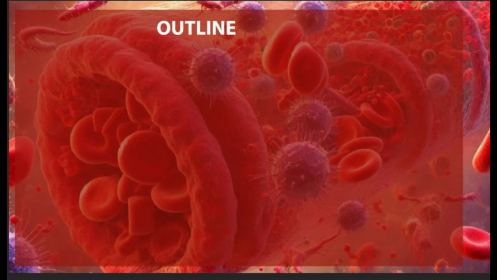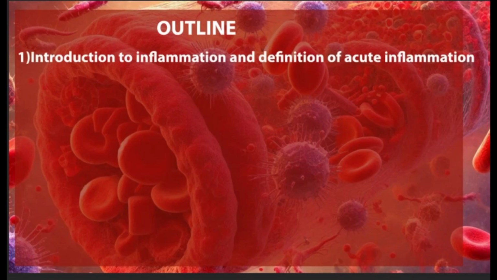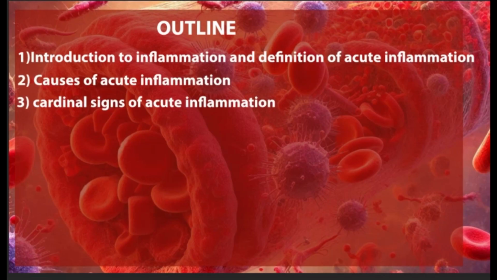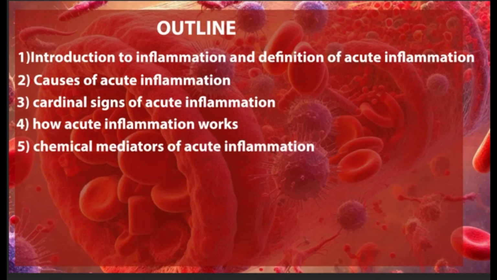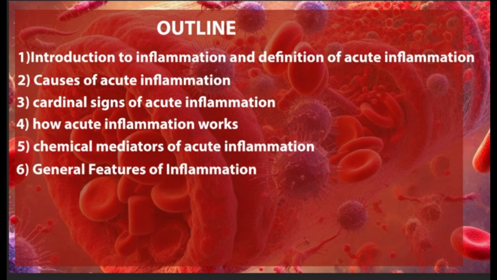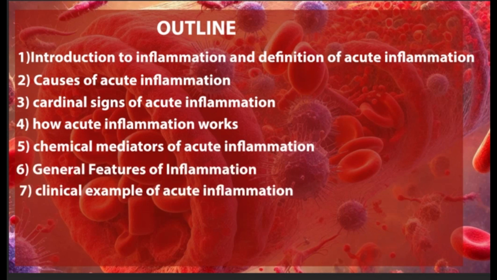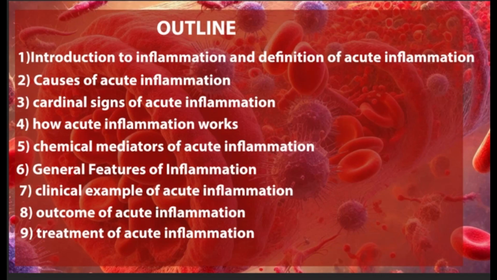Here's our outline. So we'll be looking at the introduction to inflammation and definition of acute inflammation, causes of acute inflammation, cardinal signs of acute inflammation, how acute inflammation works, chemical mediators of acute inflammation, general features of inflammation, clinical examples of acute inflammation, outcomes of acute inflammation, treatment of acute inflammation, and finally we'll take a look at a case scenario.